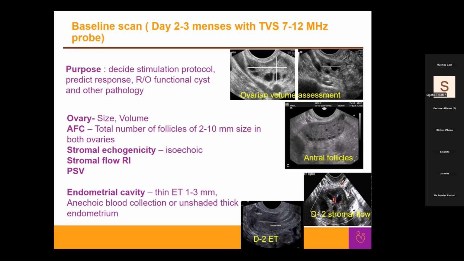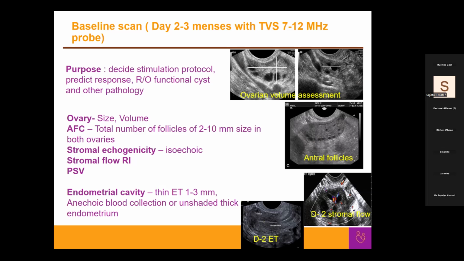So on the baseline scan, we have to look for the size of the ovary and the volume of the ovary. Then we have to look for the antral follicle count. Antral follicles are the follicles in both ovaries, with size varying from 2 to 10 millimeters. And we have to look for the stromal echogenicity. Ideally, in a normal ovary, it should be isoechoic.